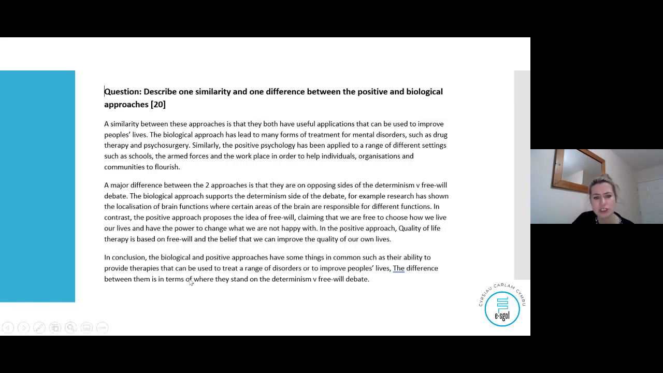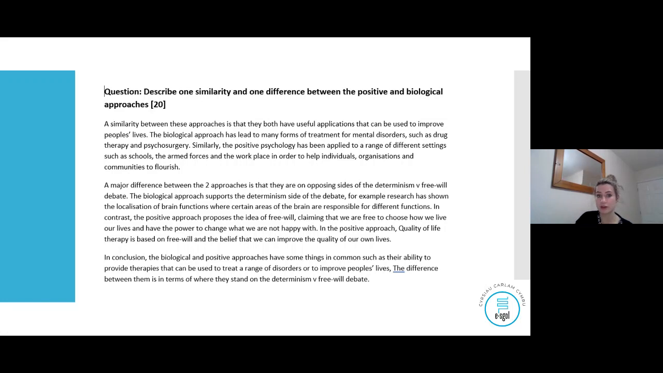But let's have a look at this conclusion. In conclusion, the biological and positive approaches have some things in common, such as their ability to provide therapies that can be used to treat a range of disorders or to improve people's lives. The difference between them is in terms of where they stand on the determinism versus free will debate. We haven't really come to a conclusion there.